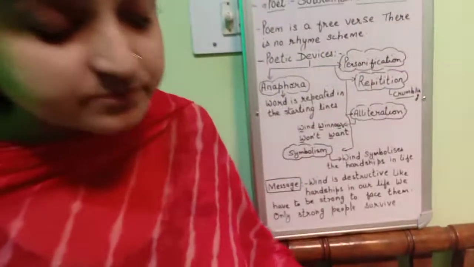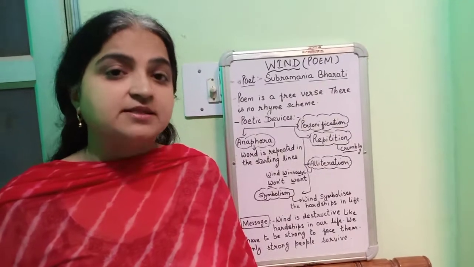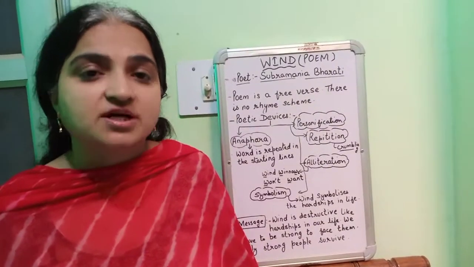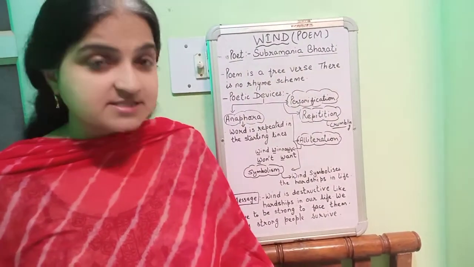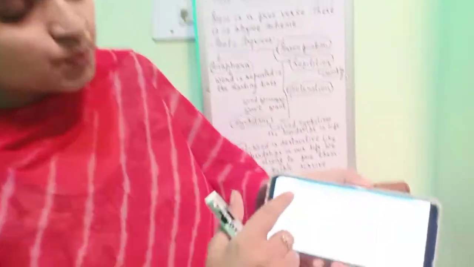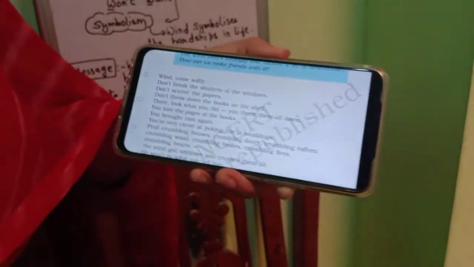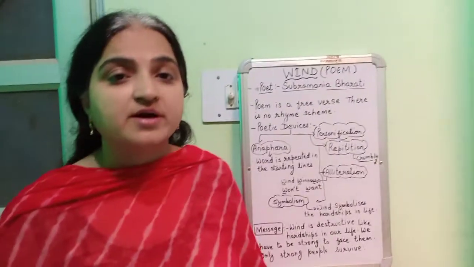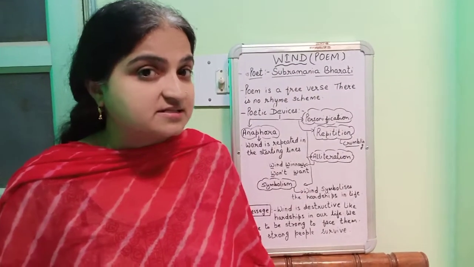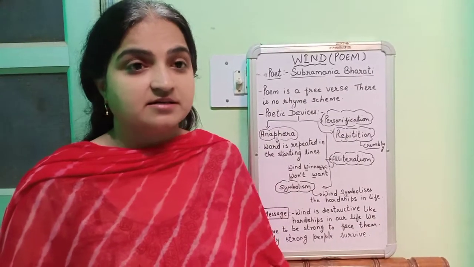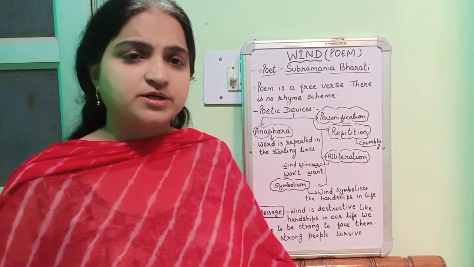Yes students, in this poem Wind, the wind is a natural phenomenon and the poet has described the wind as a destructive power of nature. Means here, in the first stanza, in the first line, wind comes softly. Here the poet is requesting the wind, please come softly, don't destroy anything. It means he is making a request, but the wind is not listening to him, means the wind has taken a destructive form. Now the poet is also asking, don't break the shutters of the windows, don't scatter the papers.